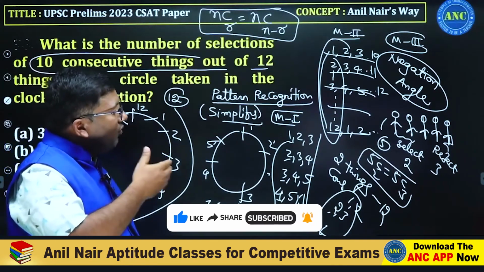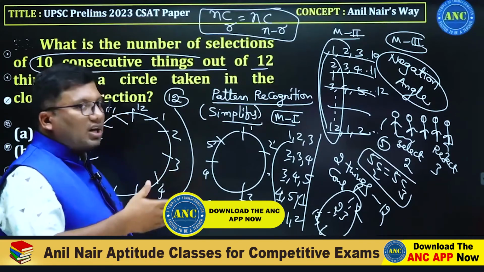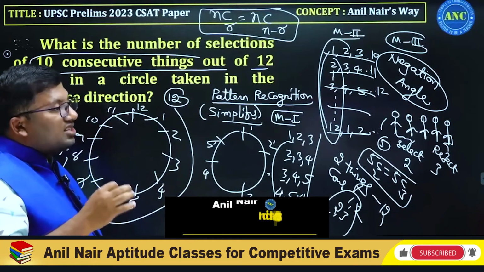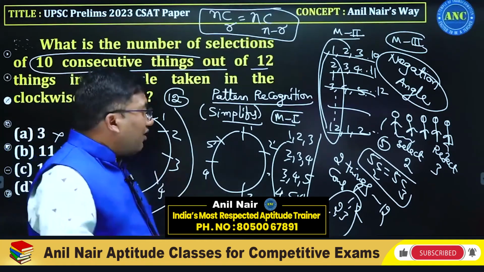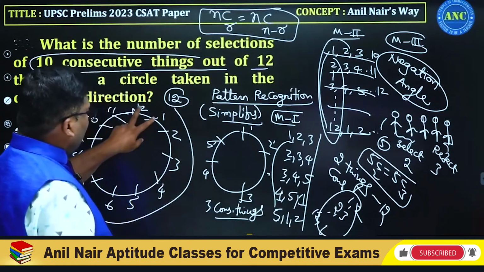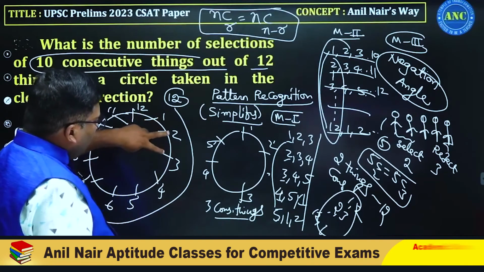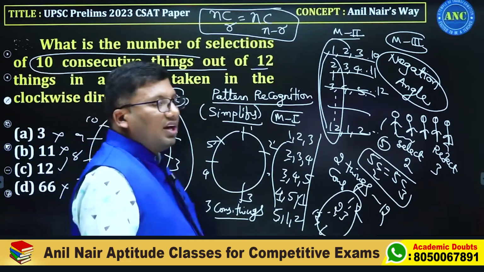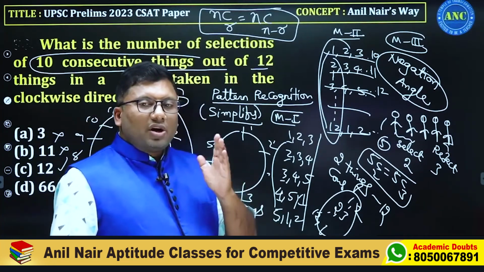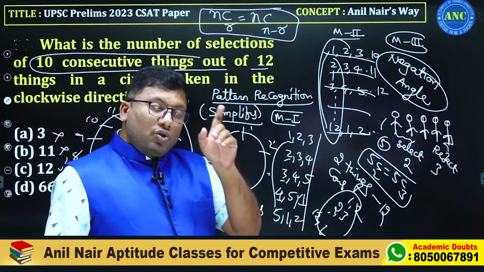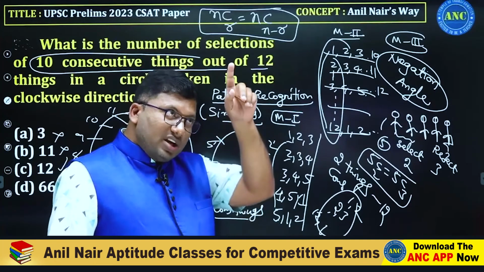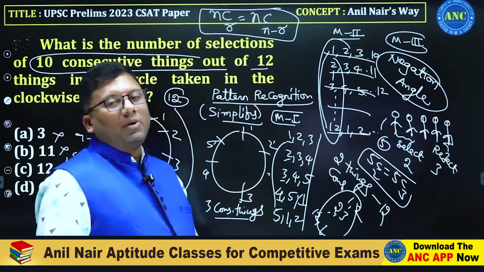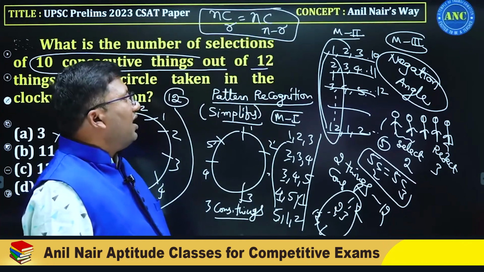So instead of doing 1 to 10, 2 to 11, 3 to 12 and so on, selecting 10 is rejecting any 2. So out of 12, start rejecting 2 consecutive things: 1, 2, then 2, 3, then 3, 4, and so on up to 11, 12, and 12, 1. From 1 to 12, total how many rejections can be done? 12. I hope it is clear.